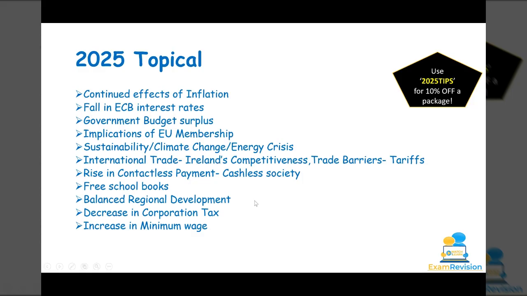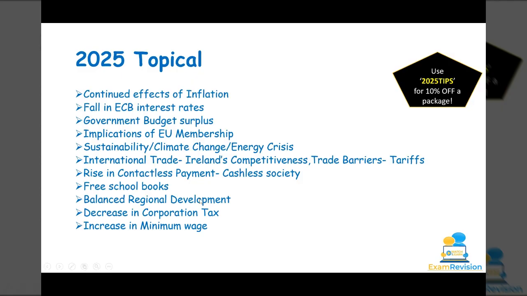The rise in contactless payments, so a cashless society. Again, something similar came up last year in terms of why we're using the likes of Revolut, but they might go further into a cashless society, what are the benefits, etc. The free school books scheme has been extended. Again, there's the opportunity cost there, which could be asked.